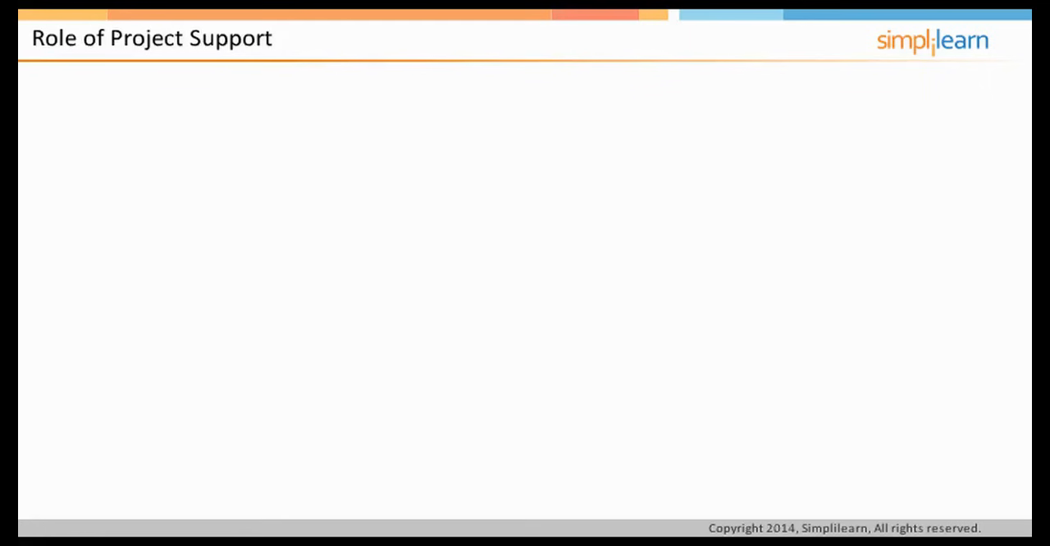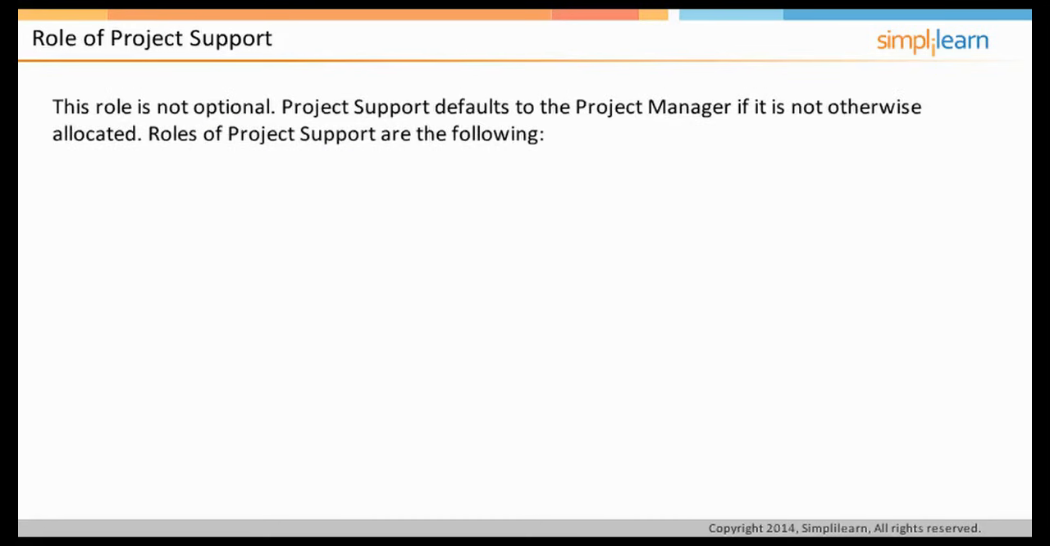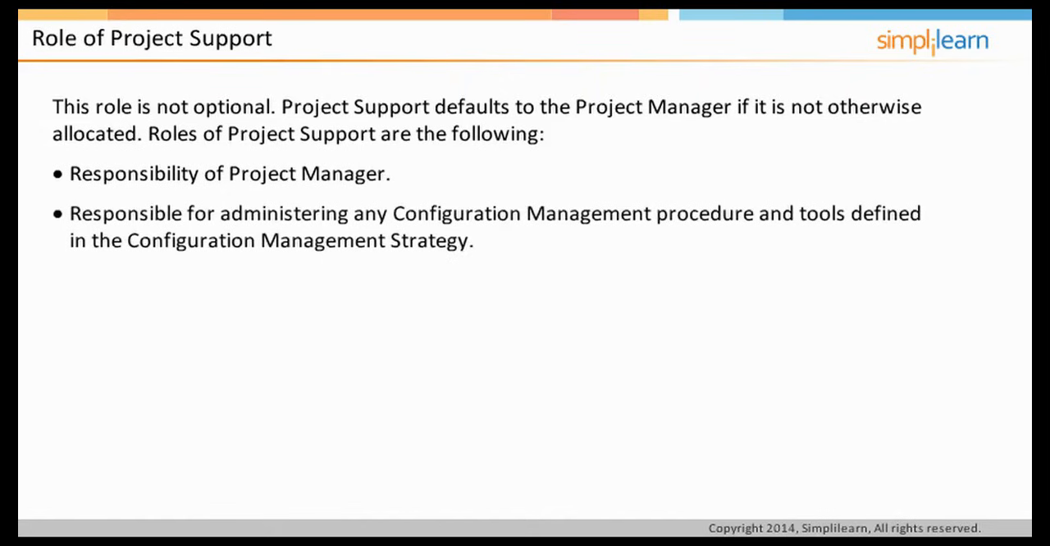This role is not optional. Project support is the responsibility of the project manager. If there is a lot of administrative work or guidance is required on the use of project management tools or configuration management in the project, the project manager may decide to delegate some of this work to a project support role. Project support defaults to the project manager if it is not otherwise allocated. It could also provide specialist functions to a project such as planning or risk management. Project support is also responsible for administering any configuration management procedure and tools as defined in the configuration management strategy.